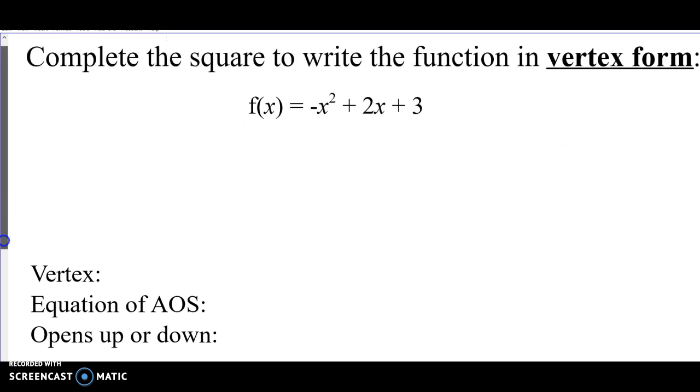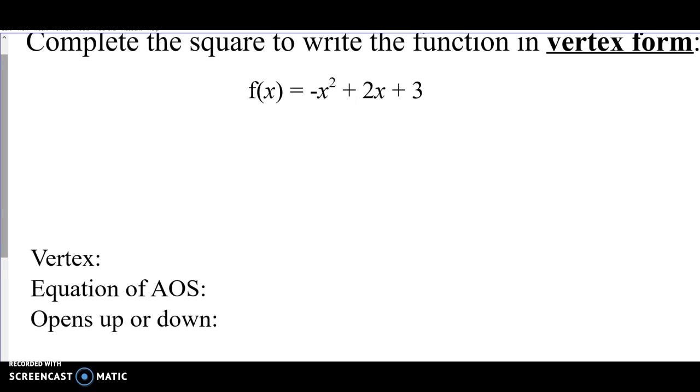We're going to do this one together, and then we're going to do one on your own, and then we'll be done for today. Okay, so first step, rename f of x as y, and subtract the 3 over. So we're going to have y minus 3 equals -x squared plus 2x. All right, step 2 says to factor out any a value other than +1. So anything other than +1, we need to factor out.